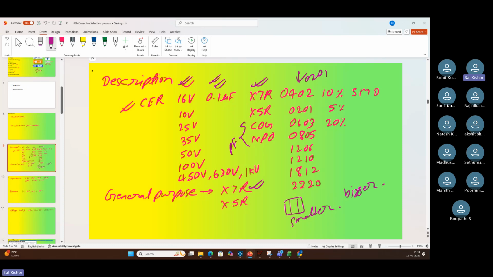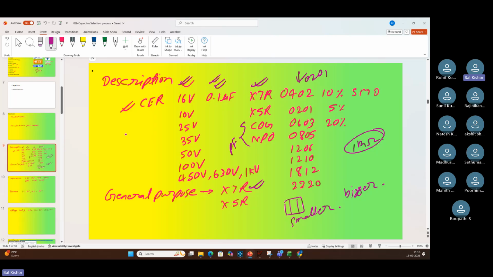The smaller the size, you will find later on that the smaller the ESR value will be. Do not tell me that 1 milliohm is getting lesser so it doesn't matter. 1 milliohm is also a figure. So the smaller the size, the smaller the ESL and ESR values will be, but the voltage rating will be lesser. So this is the trade-off that we have to have while selecting the capacitor.